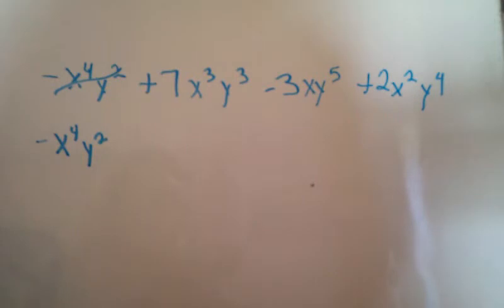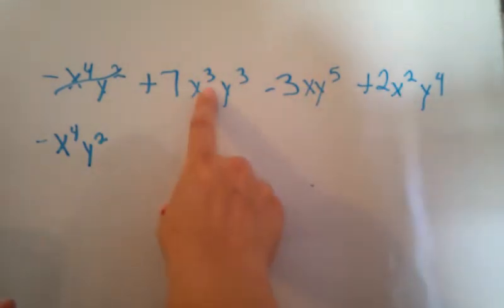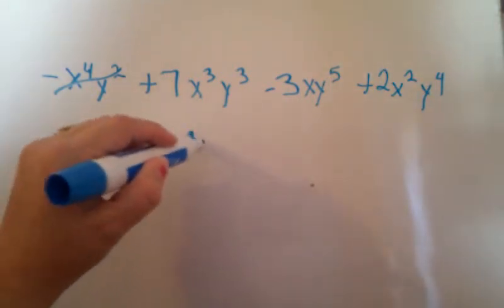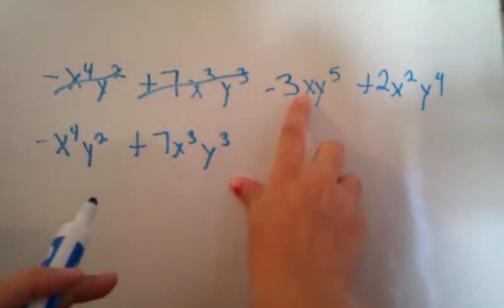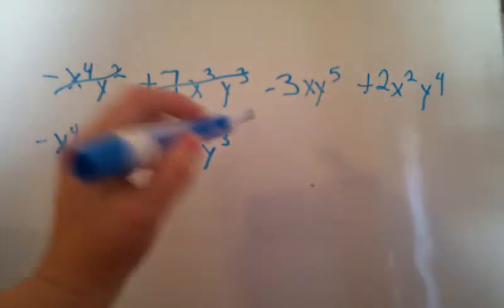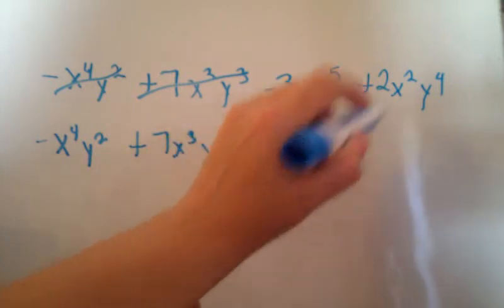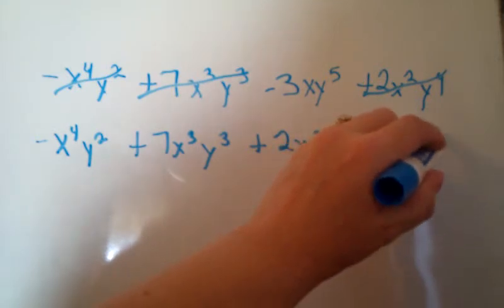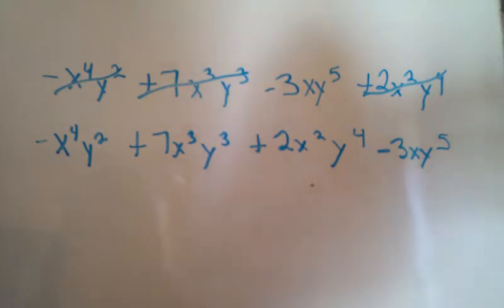What has the largest exponent of x? There's 3, 1, and 2. 3 is larger, so this goes next: plus 7x cubed y cubed. Alright. What's larger, 1 or 2? If there's no number here, it means 1. 1 or 2. Well, the 2 is larger, so plus 2x squared y to the 4th. So this term is going to go last. Okay. Alright.